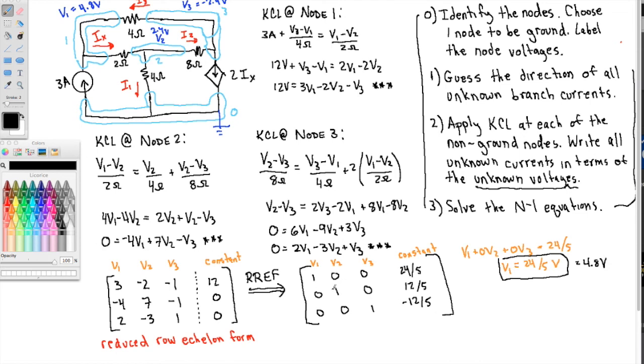Similarly, our second equation says that V2 is 12 over 5 volts, that's 2.4 volts. And finally, our third equation is V3 equals minus 12 over 5 volts, which is minus 2.4 volts.